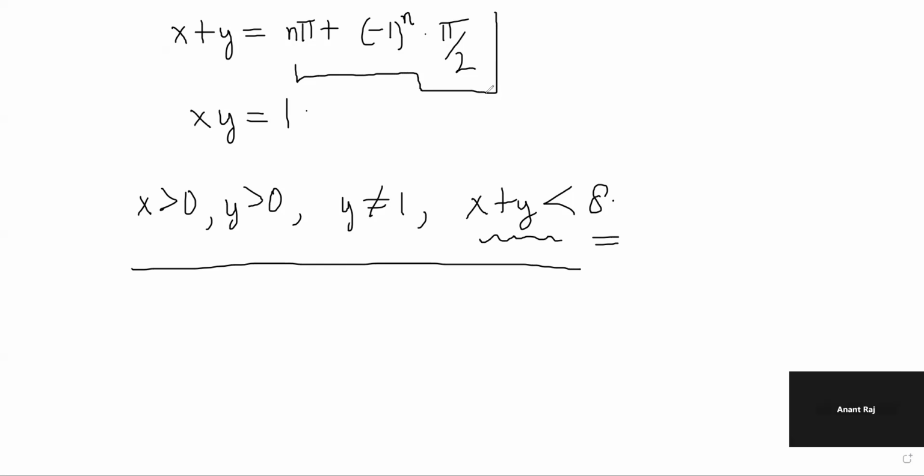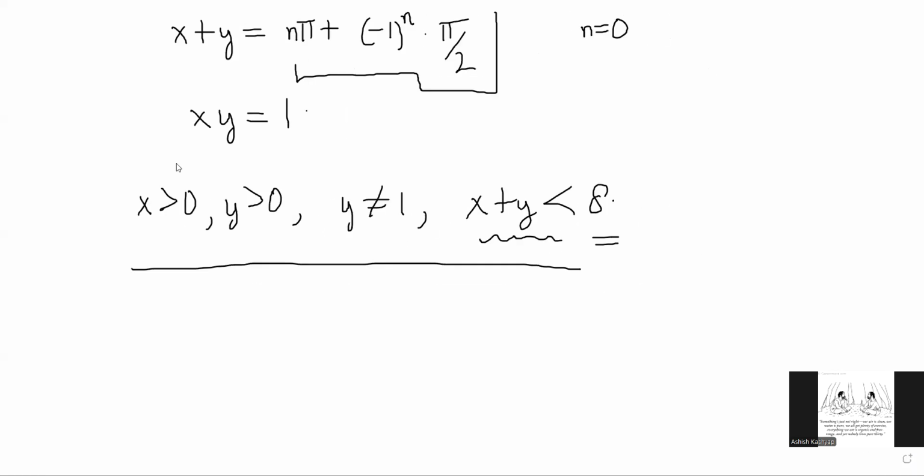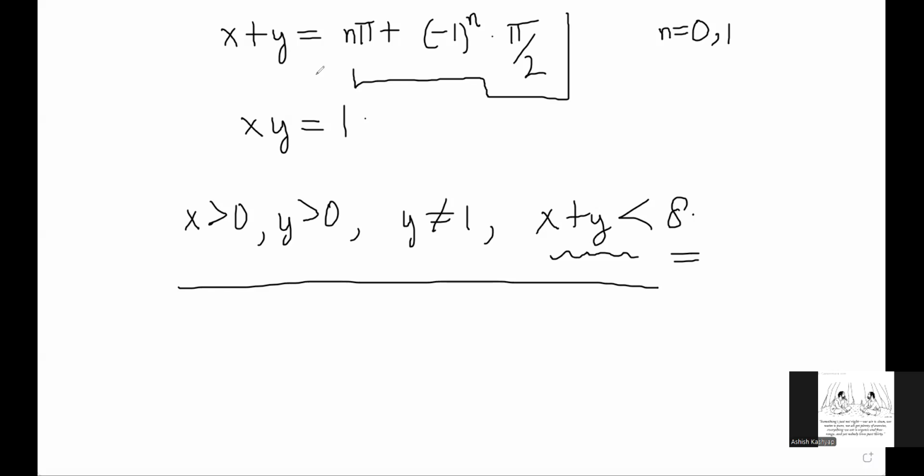The values of n have been fixed. You can say n can be 0, it will give us pi by 2. N can be 1, it will give us pi minus pi by 2, which is pi by 2 also. So n can be 0 or 1. Both cases you are getting pi by 2. You can put it as 2.